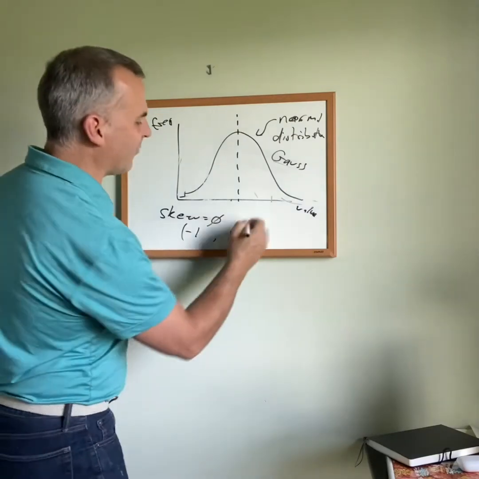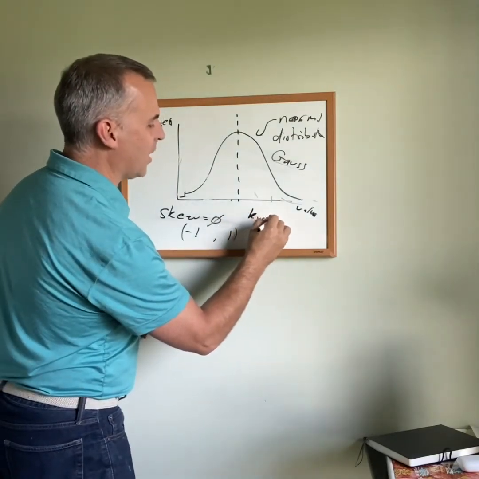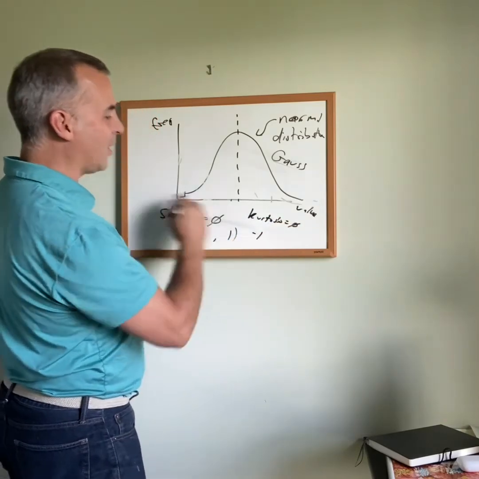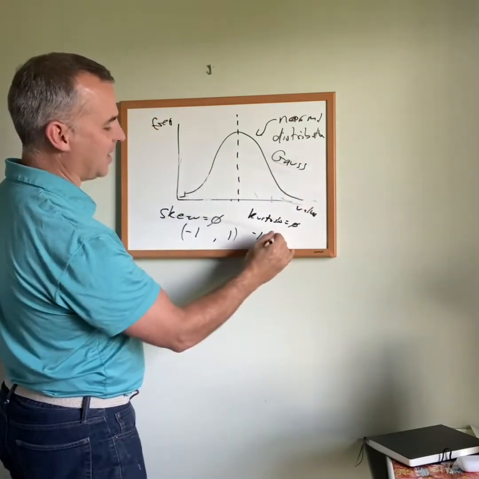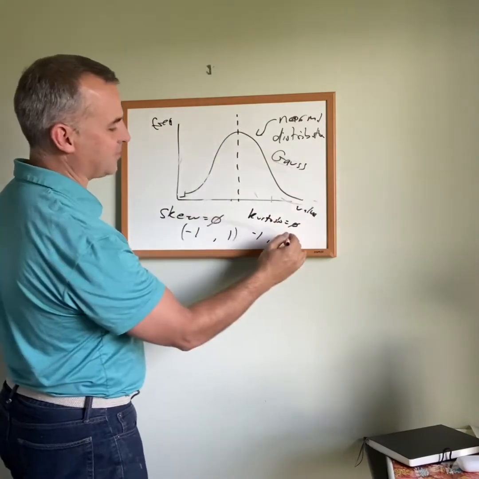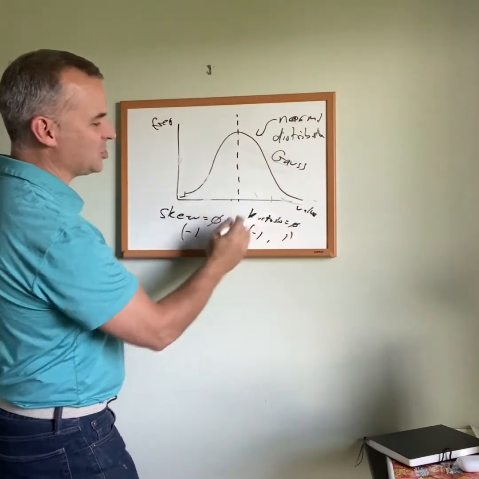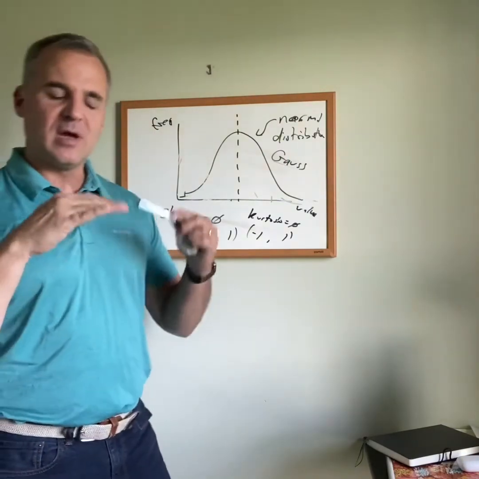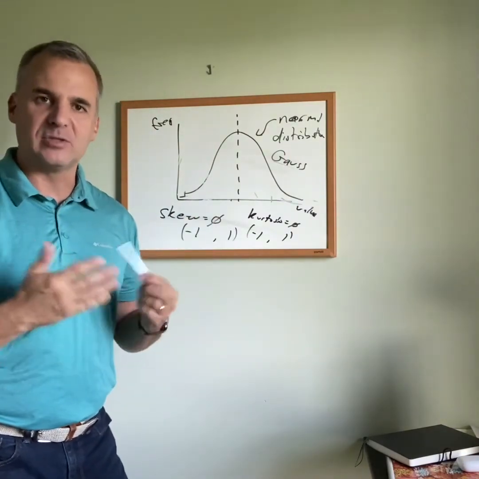And the same thing for kurtosis. You want a kurtosis also of 0. -1 would suggest very flat. +1 would suggest very leptokurtic. And so generally, again, -1 to 1. That's not absolute, but it's a good guideline to go by.